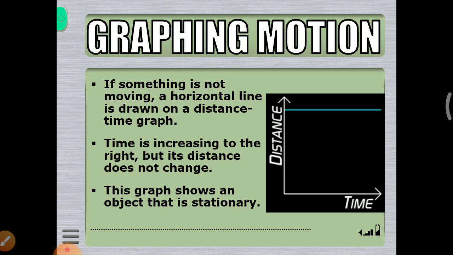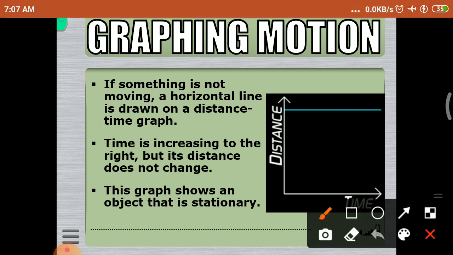If something is not moving, a horizontal line is drawn on a distance-time graph. Time is increasing to the right, but its distance does not change. This graph shows an object that is stationary. Look here. Here I have drawn the horizontal line. This horizontal line represents that time is increasing but the distance of the object is the same.